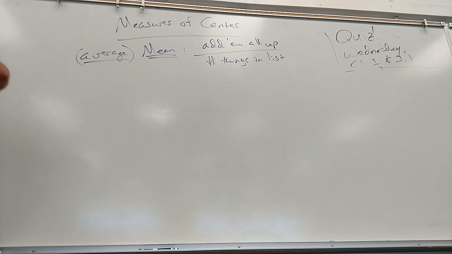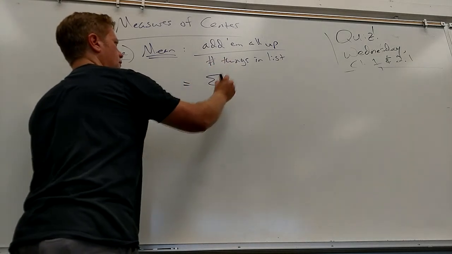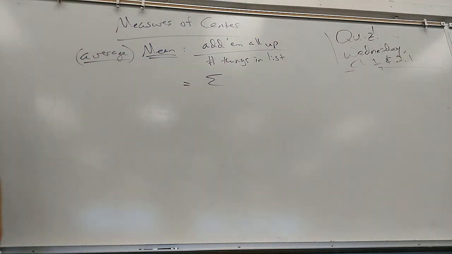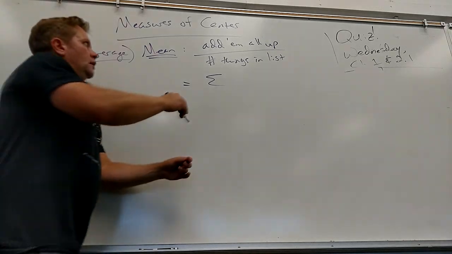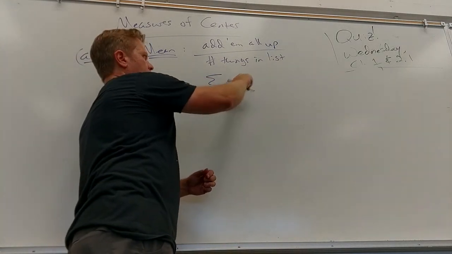So we have a single symbol that means add up all these things. And that symbol is the Greek letter sigma, capital sigma. Lowercase sigma is going to be even more important than this guy. So that means add them all up. But add up what? I have to put something here.